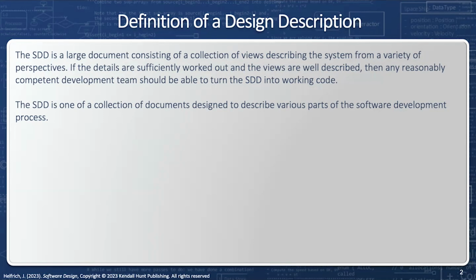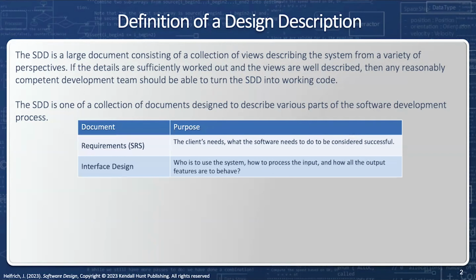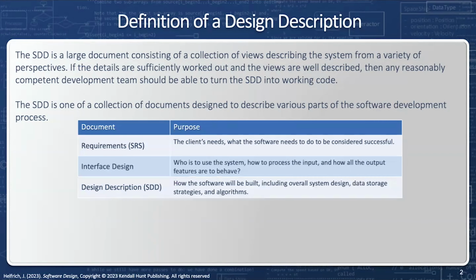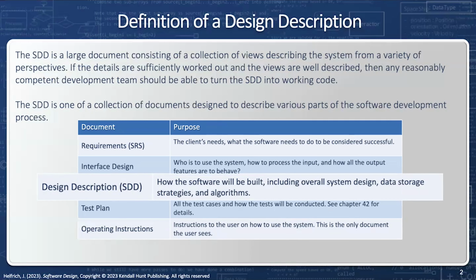The SDD is one of a collection of documents designed to describe various parts of the software development process. For an example, we have a requirements document, and this captures the client's needs and what the software needs to do to be considered successful. We have the interface design: who is to use the system, how to process input, and how the output features are to behave. We have the design description: how the software will be built, including the overall system design, data storage strategies, and algorithms. We have the test plan: all the test cases and how the tests will be conducted. And we have operating instructions: instructions on how the user will use the system. This is the only document the user ever sees. So we're going to talk about the design description today.